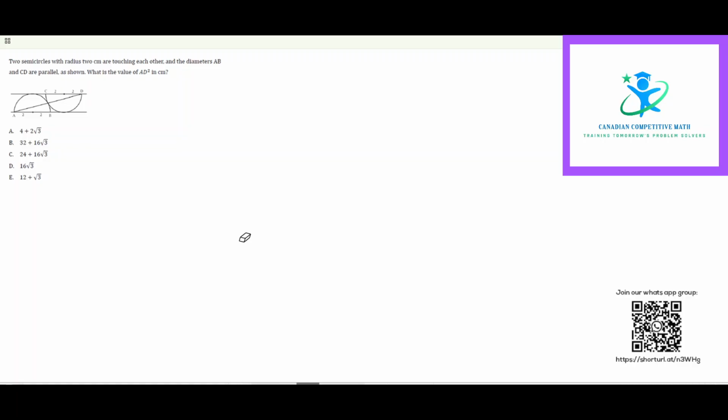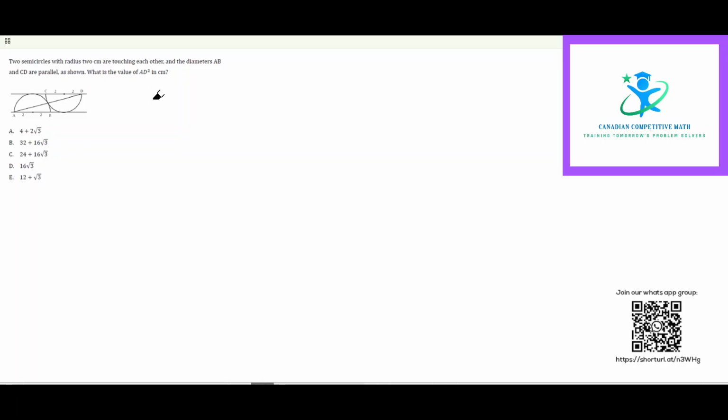So here we have two semicircles with radius 2 units, or 2 centimeters, and they're touching each other at this point, and the diameters AB and CD are parallel. AB and CD are parallel, and he's asking what is AD square, right? A is the left bottom corner where this circle is touching this parallel line. D is the top right corner where the other circle is touching the top parallel line, right? So now let's try to calculate AD square based on this.